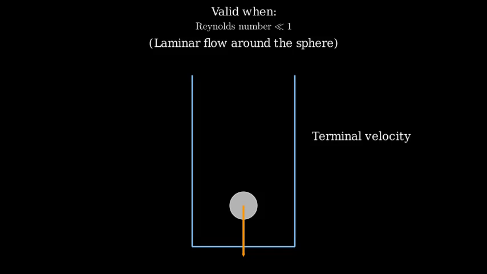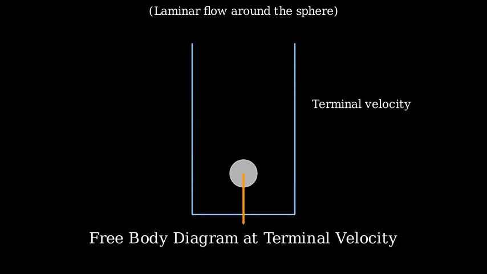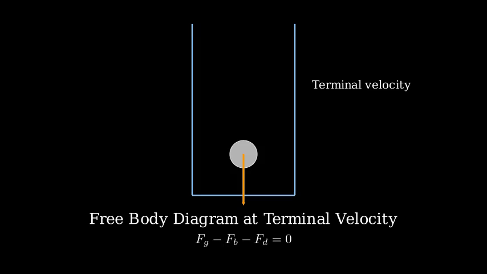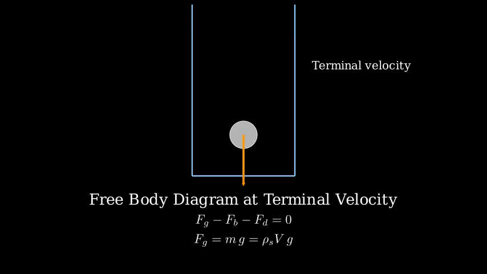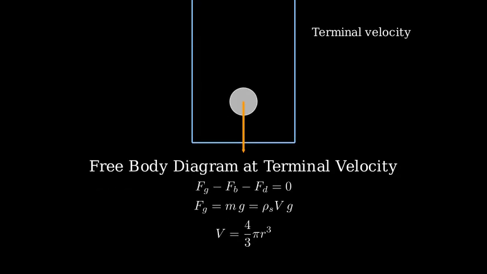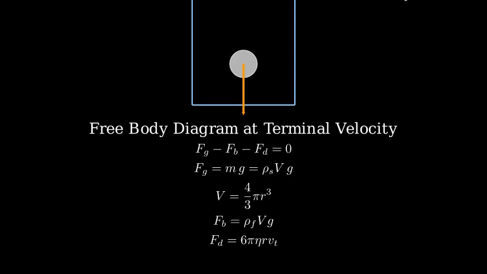Now, let's derive the expression for terminal velocity. At terminal velocity, the net force on the object is 0. This means the weight minus the buoyant force minus the drag force equals 0. The weight is mass times gravity, which we can write as the density of the sphere times its volume times g. For a sphere, the volume is 4/3 pi r cubed. The buoyant force is the weight of the displaced fluid, which is the density of the fluid times the volume of the sphere times g. And the drag force from Stokes' law is 6 pi eta r v.